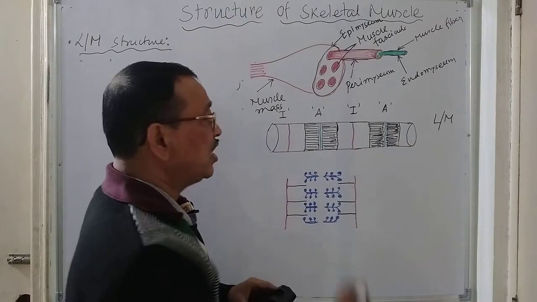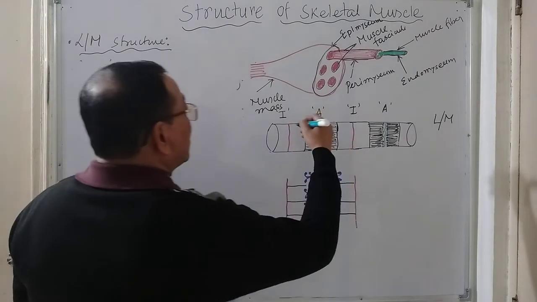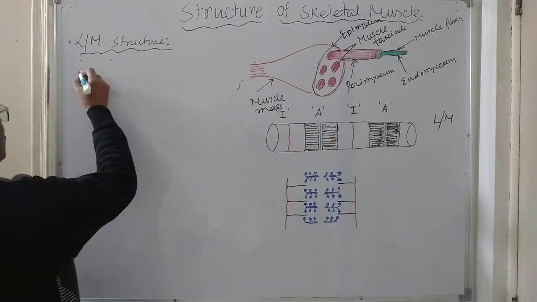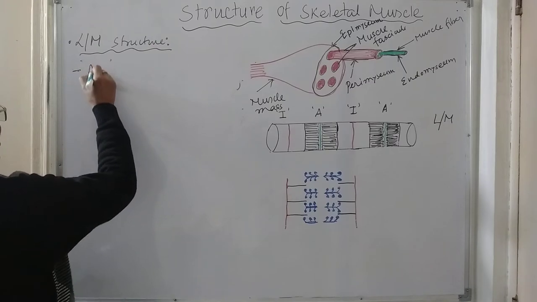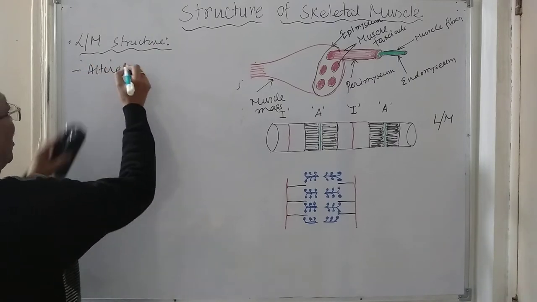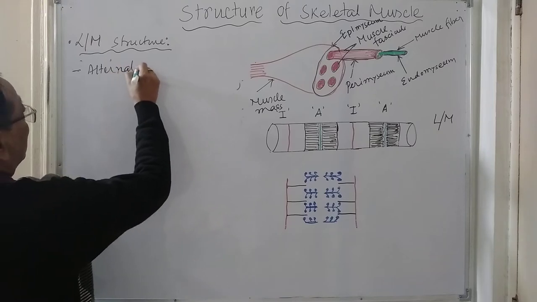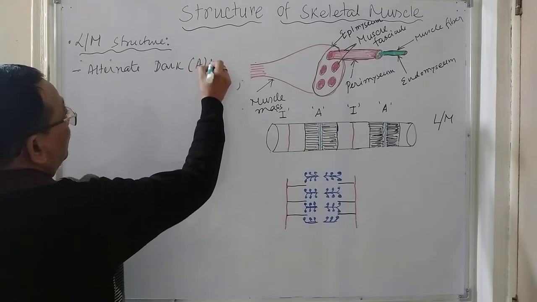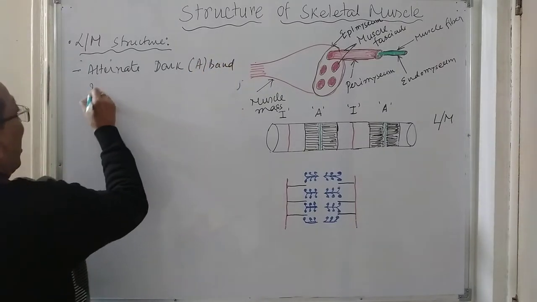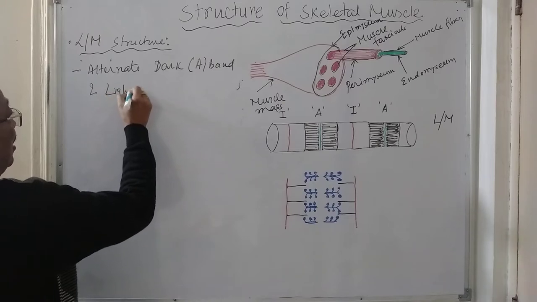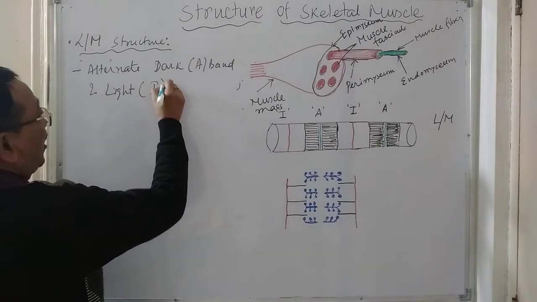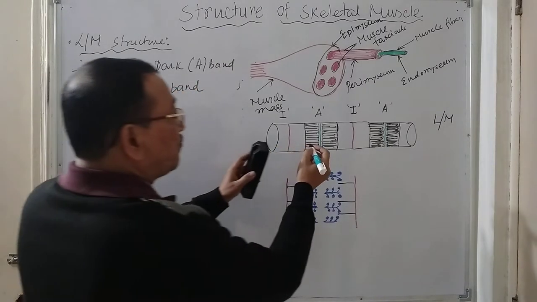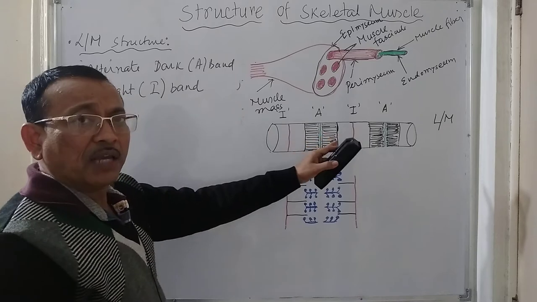Now if we see the details of this dark band and light band, under the light microscopic structure there is an alternate dark band or A band and light band or isotropic band or I band present. Now if we see further details about the A band and the I band, what do we see?